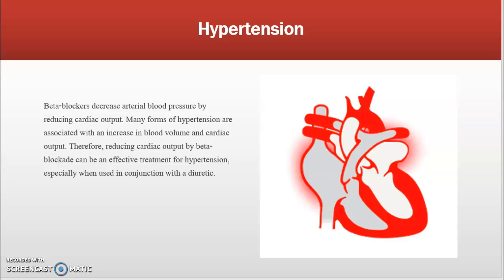Beta blockers decrease arterial blood pressure, or blood pressure, my apology, by reducing cardiac output. Many forms of hypertension are associated with an increase in blood volume and cardiac output. Therefore, reducing this cardiac output by what is referred to as beta blockade results in an effective treatment for hypertension, especially when used in conjunction with a diuretic such as furosemide or spironolactone.